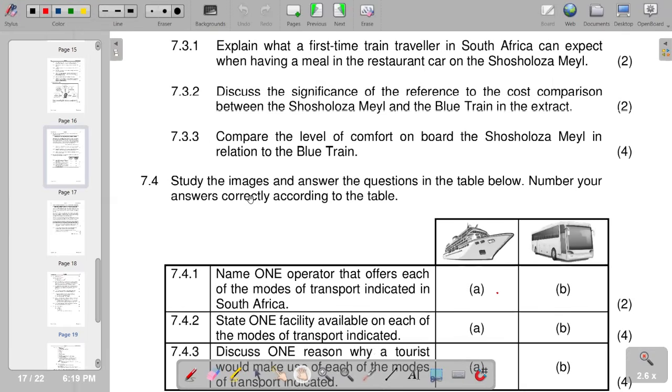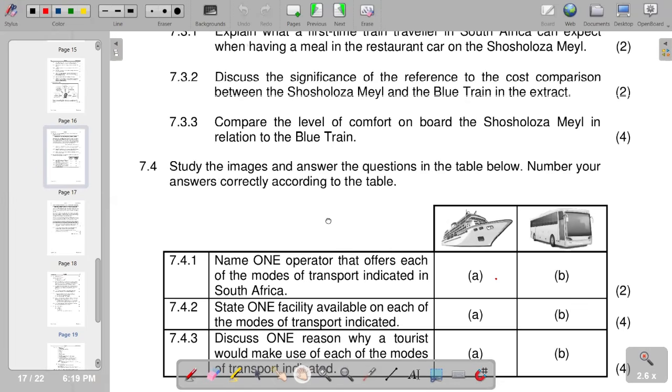7.4, study the images and answer the questions in the table below. Number your answers correctly according to the table. Of course, you see that we have some images given on top. We have a ship and also a bus.